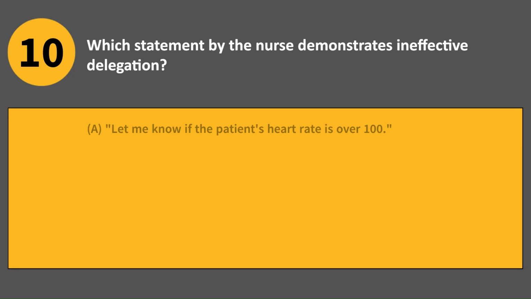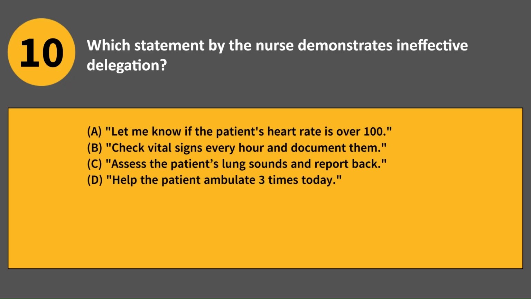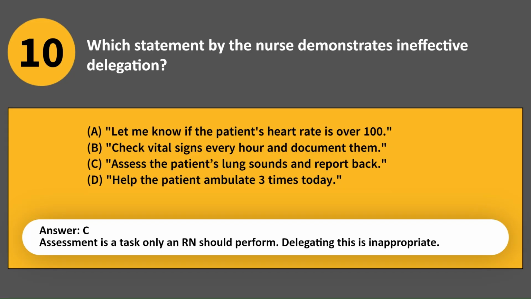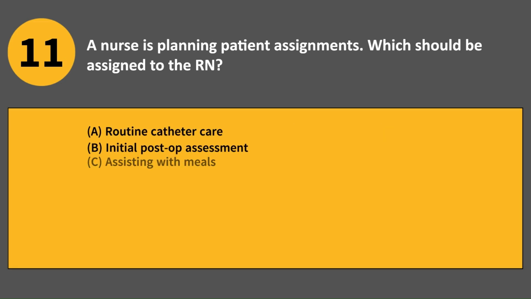Which statement by the nurse demonstrates ineffective delegation? A. Let me know if the patient's heart rate is over 100. B. Check vital signs every hour and document them. C. Assess the patient's lung sounds and report back. D. Help the patient ambulate 3 times today. Answer: C. Assessment is a task only an RN should perform. Delegating this is inappropriate.